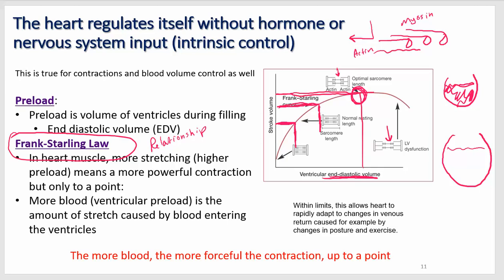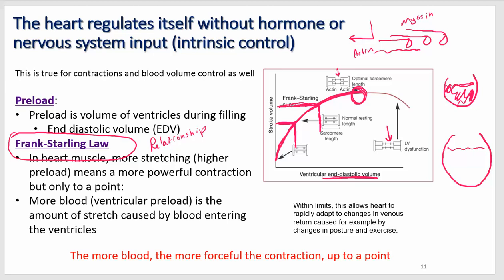But then we can see that over here, we're stretching it too much, and that's not good. If our preload is too high, then that can cause weakness. But in this nice little area, that sweet spot, that's exactly what it's supposed to do. More blood, higher preload means a stronger contraction. That's what we mean by intrinsic control. It's saying that if you give me more blood, I will pump more blood. Less blood, I'll pump less blood.